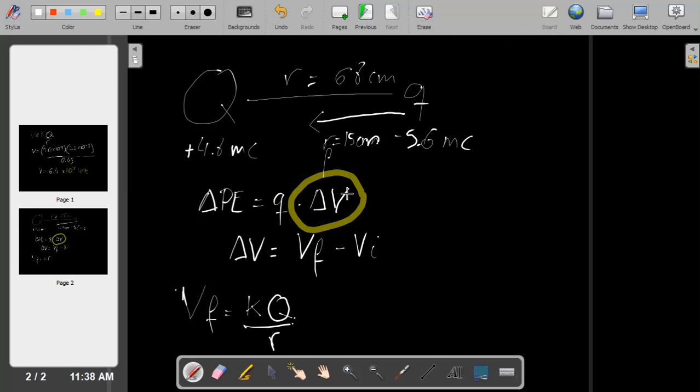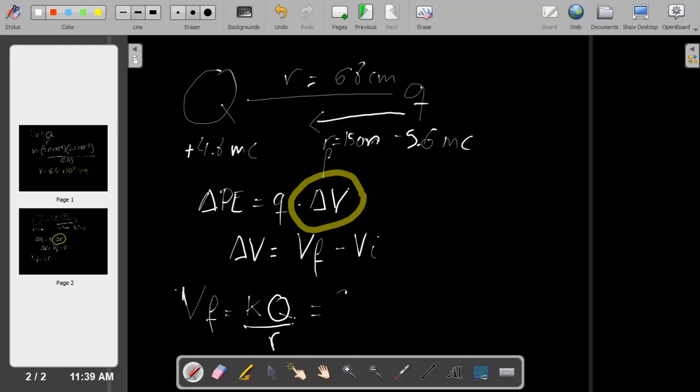It says it moves 15 towards the stationary charge. Let me look at this for a second. So it is not our final. We're going to have to see the difference between those two right here. That's going to be our final. So we have everything we need.